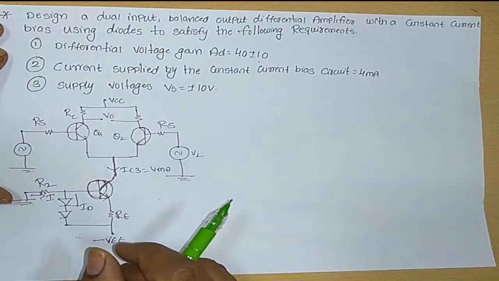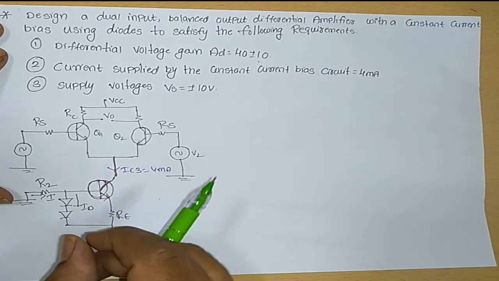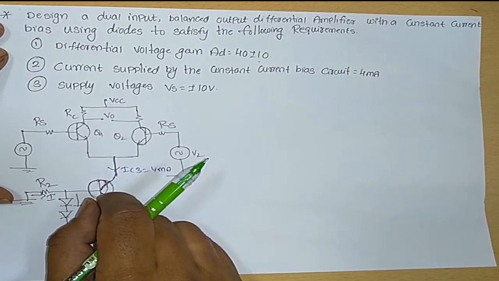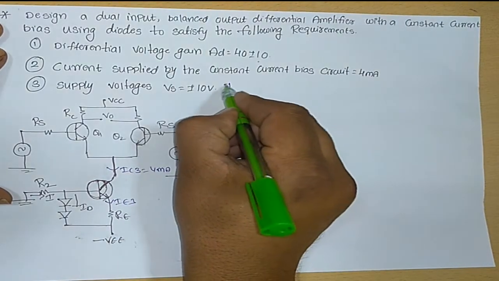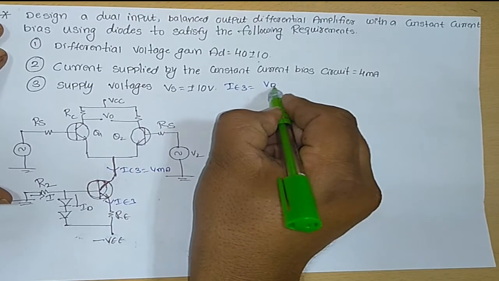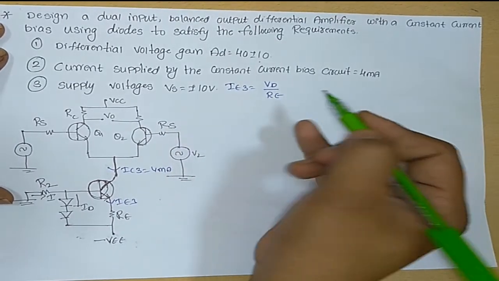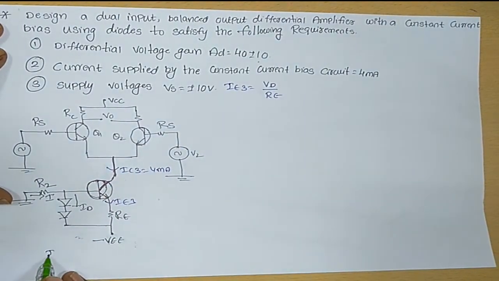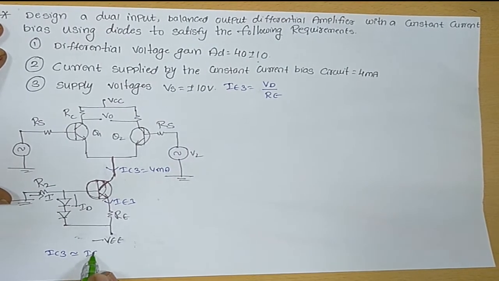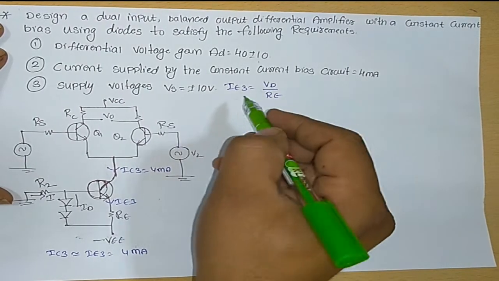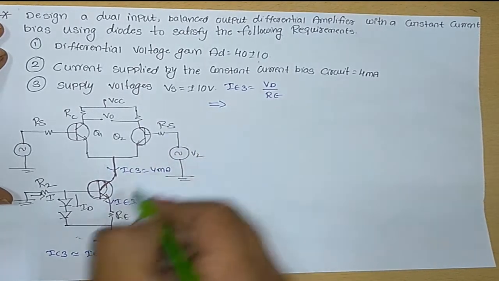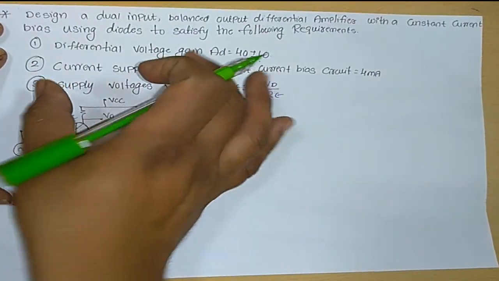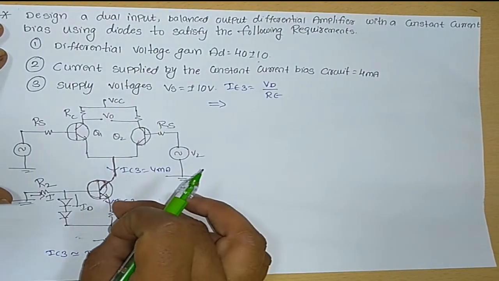Okay, we need to estimate all these values. In the last class we estimated the emitter current IE3 equal to VD by RE. In this problem we know that IC3 is approximately equal to IE3, equal to 4 milliamperes. Therefore, with respect to this formula, we estimate the RE value, because we want to obtain these requirements. Definitely we need to consider this emitter resistance value.